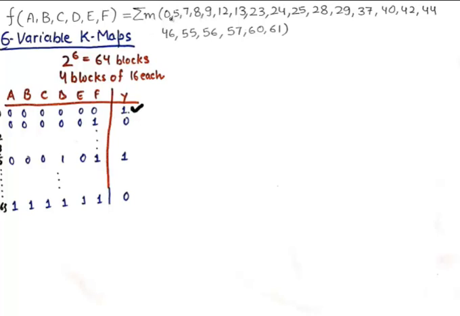The minterm 0 is 1. Similarly, the minterm 5 is also 1. Minterm 63 is 0. 61 would have been a 1. We need to draw a K map of 64 blocks.